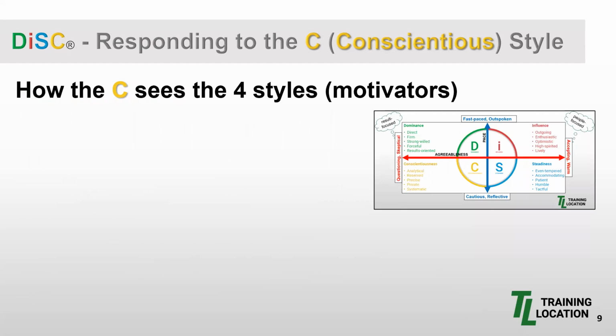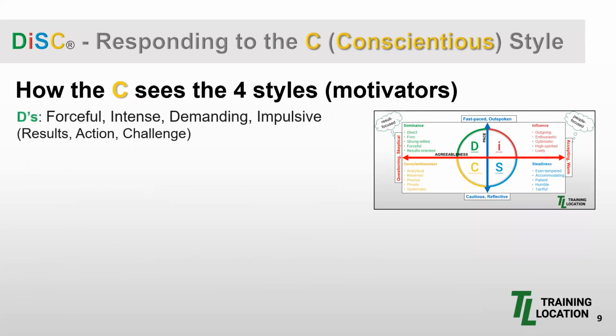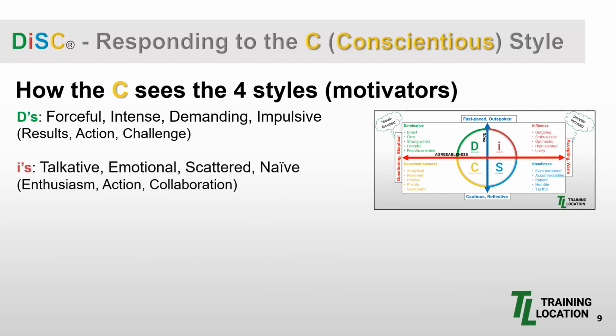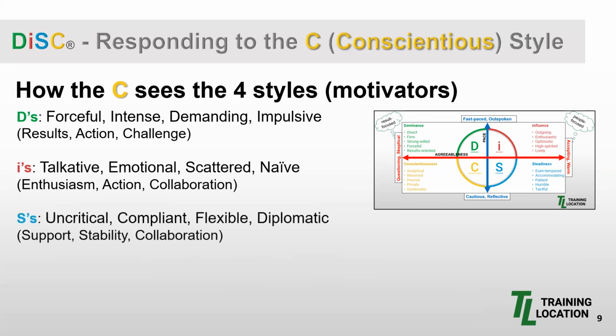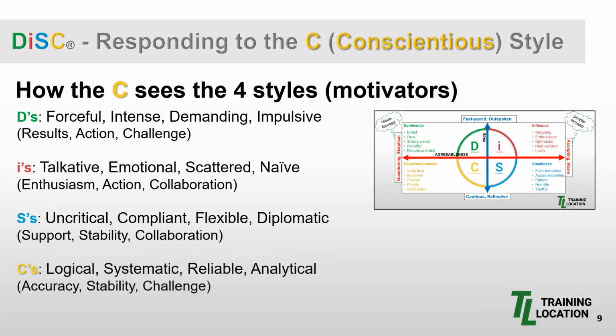Now, from a C perspective, let's look at how C's see all four styles and their respective motivators in parentheses underneath. A C sees the D or dominant as forceful, intense, demanding, and impulsive. And again, this is how C sees it. A different style would see a dominant differently. Second, a C sees the I's or influence as talkative, emotional, maybe even scattered and naive. A C sees S's or steady as uncritical, compliant, flexible, diplomatic. Now, C sees other C's as logical, systematic, reliable, analytical.